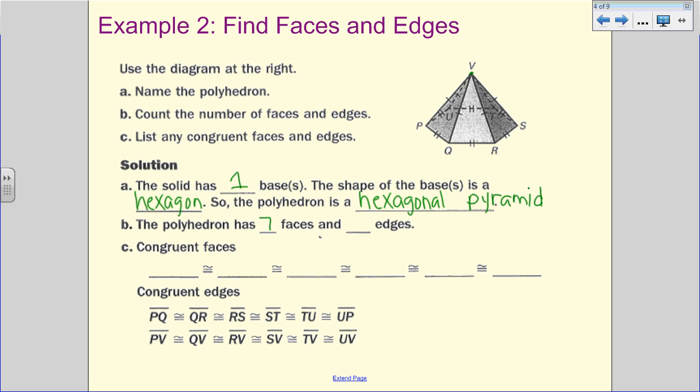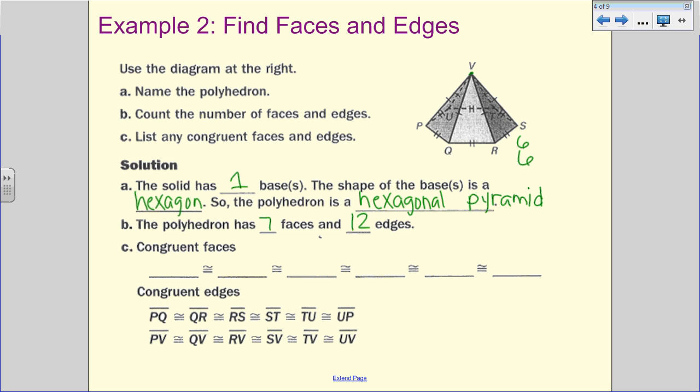One for the base, and then each edge of the base creates another face. And when we talk about the edges, if there are 6 edges along the bottom, there are 6 from the edges of the base, and then there are going to be 6 coming from each vertex, so 6 edges from the vertices, for a total of 12 edges. So each side of the base is going to create an edge.